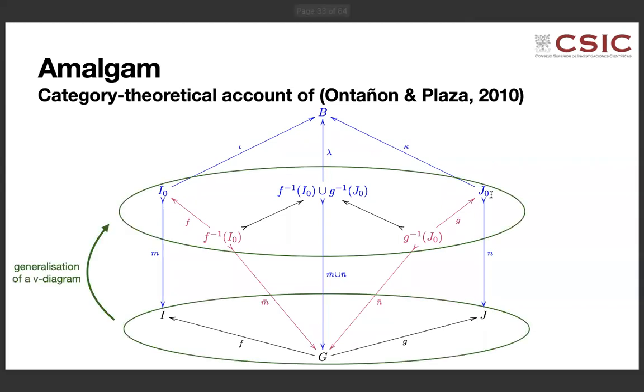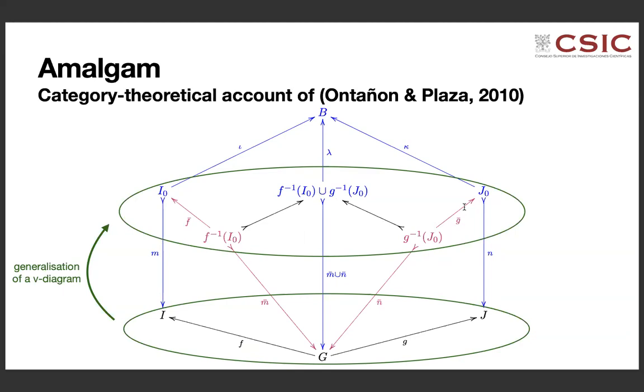So the idea was that we started off with this diagram that explained the cross space relationship between the two input spaces. And now we make a generalization of this V diagram. This generalization is determined by these monomorphisms here. And these two monomorphisms determine this W diagram that is then put together with a normal colimit.